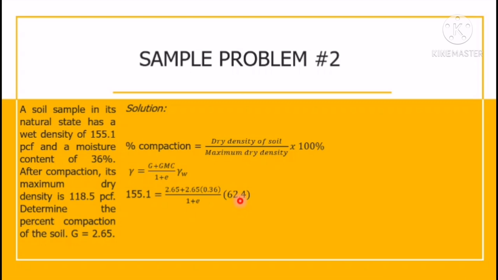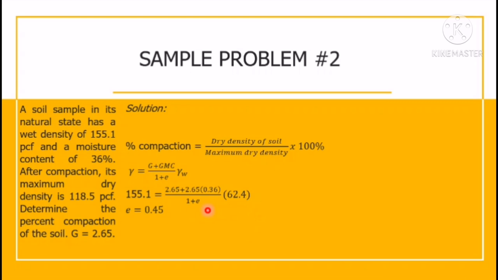Kilopounds per square feet? No. Pounds per square feet only, not KSF. It is just PSF rather. 62.4 PSF, pounds per square feet. So, by substituting the values in the formula, we'll get e equals 0.45, the value of the void ratio.